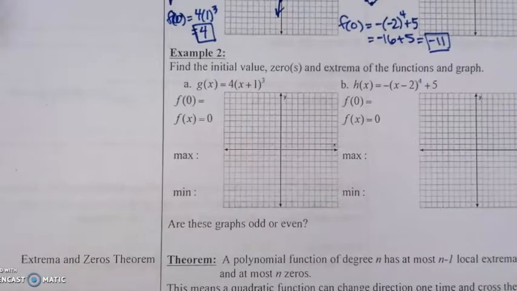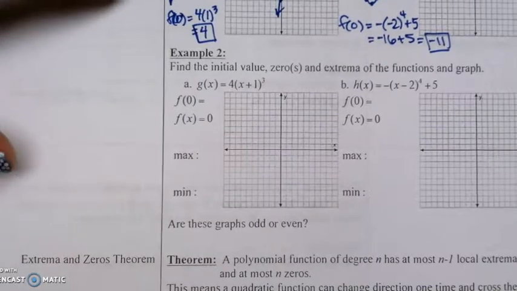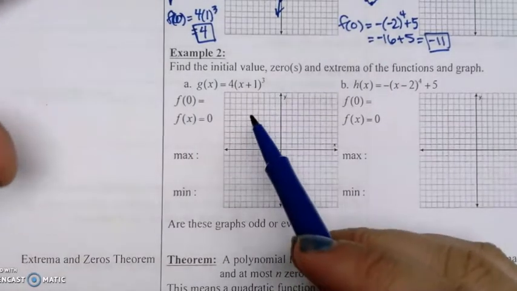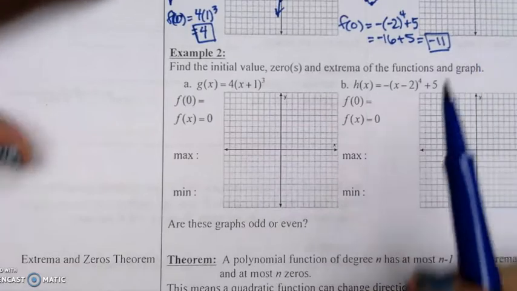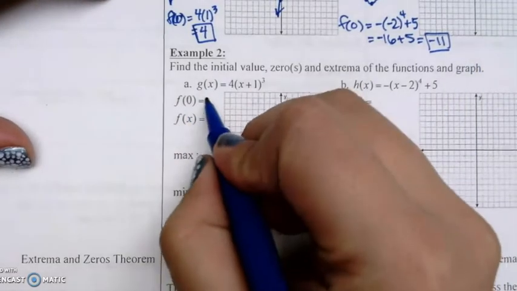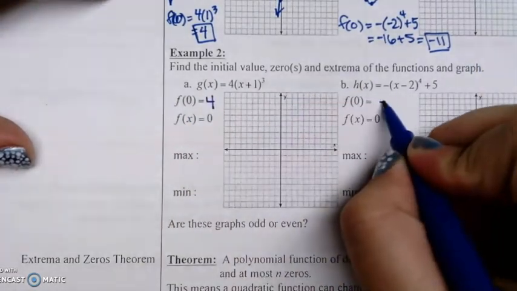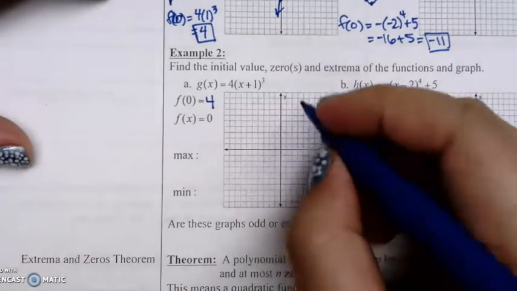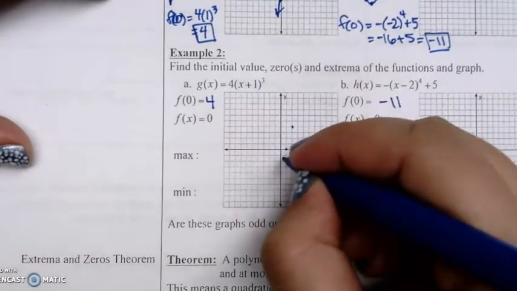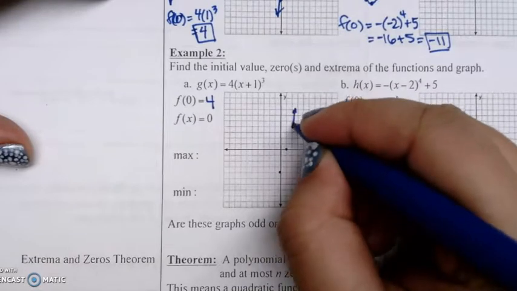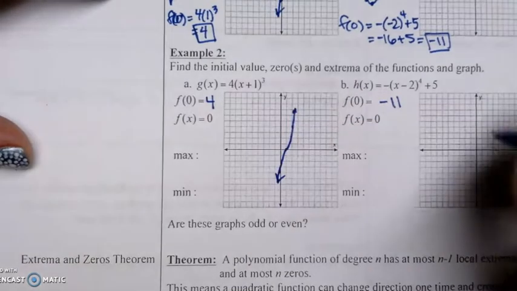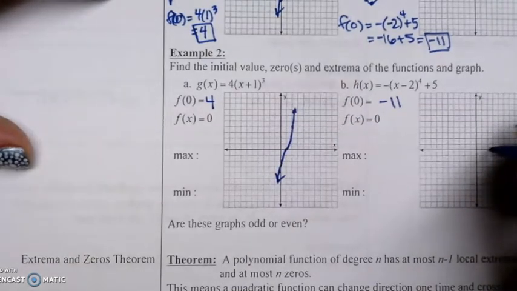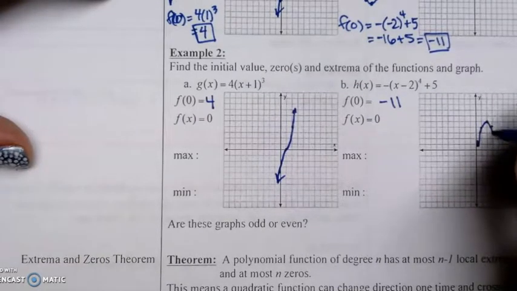All right, in example 2, we're looking at the same graphs that we just did. So same transformation, same shape and everything as example 1. F of 0 we already found was 4 here and -11 here. And we can just copy over the graphs that we had before. Here and 2, 5, like this.